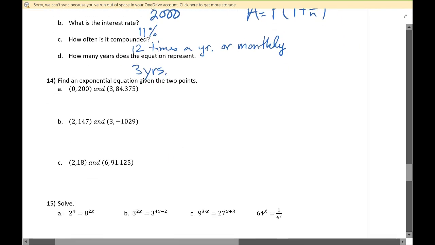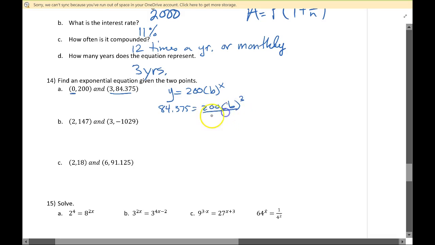All right, 14. Find an exponential equation given the 2 points. In A, if you notice, we know when x is 0, we know the initial value. And so I can go ahead and write y equals 200 times b to the x, because we know that a is 200. And then from there, I would just substitute in my other point for my x and y to solve for b. So 84.375 equals 200 times b to the 3.